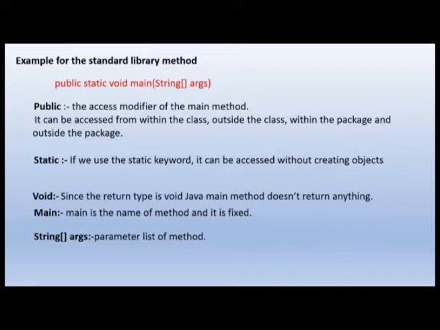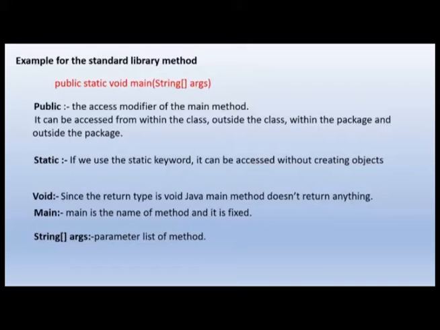Let's consider step by step the characteristics of the main method. The first one is public. Public is the access modifier of the main method. It can be accessed from within the class, outside the class, within the package, and outside the package. The second one is static. Static is a keyword. It can be accessed without creating an object. That is the special thing.